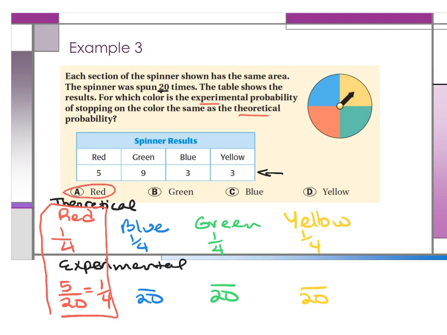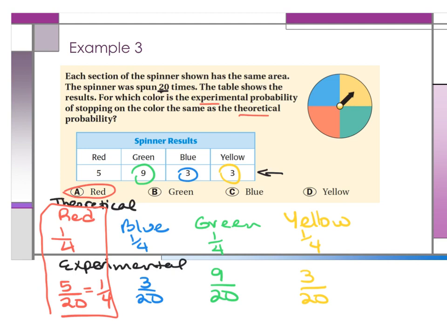But let's just go through and double check that there isn't maybe another color. So the blue was 3 from the chart. So 3/20, I can't simplify it. The green is 9. Again, I can't simplify. And then lastly, yellow was 3. So we found it right away, and the color that had the same theoretical as experimental was the red.